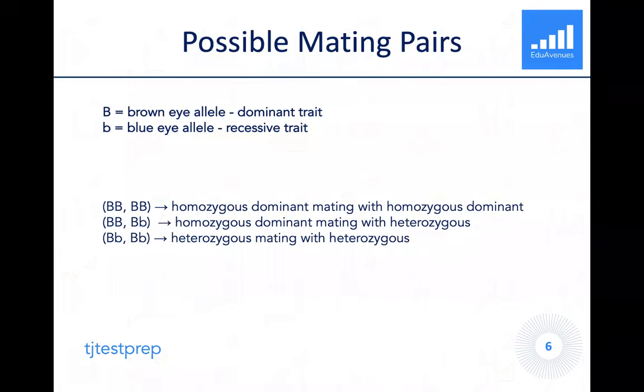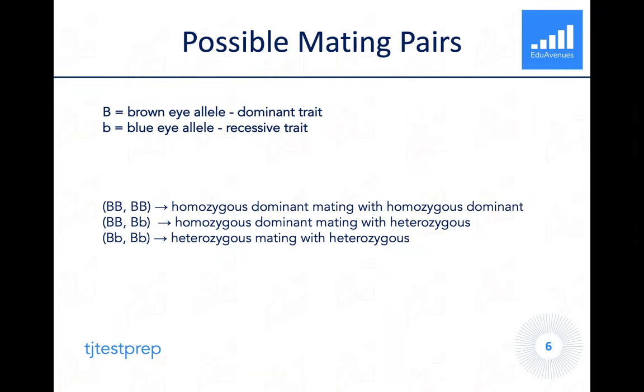And now that we've mapped out the possible inputs, we can now map out possible mating pairs. So the three possible combinations from this are uppercase B, uppercase B: that's a homozygous dominant mating with another homozygous dominant. We have two uppercase B's and then uppercase B, lowercase b: that's a homozygous dominant mating with a heterozygous. Or we could have a heterozygous mating with a heterozygous, so that would be one uppercase B, one lowercase b mating with one uppercase B, one lowercase b. Those are the only possible combinations.